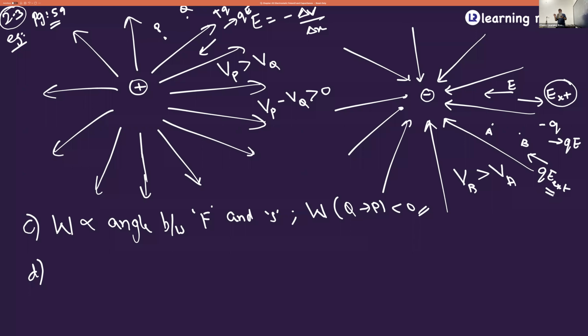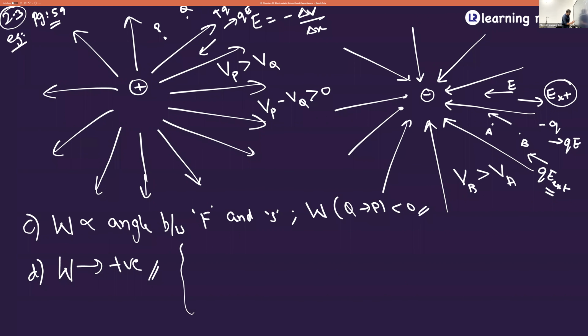Now read the question. Give the sign of the work done by the external agency in moving a small negative charge from B to A. So this is the direction of displacement. And this is the direction of force by the external agent. Since they both are in the same direction, theta is going to be 0 degrees. So when it is 0, work done will be positive. Had the same question been, what is the work done by the electric field, then the answer would have been negative. But since it's external agency, it is positive. Does it make sense?